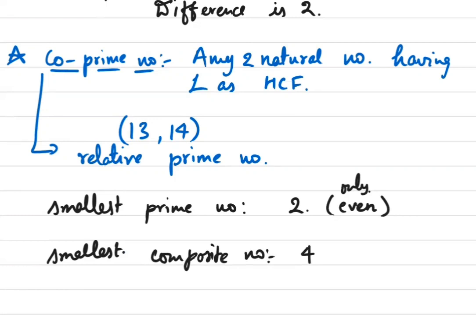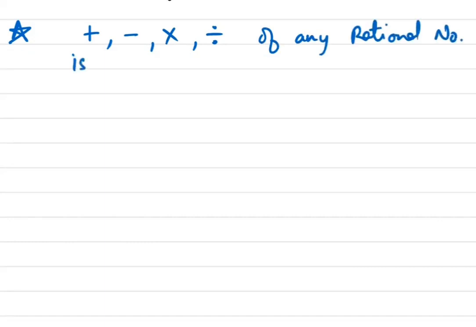So we have discussed numbers. Now let's discuss the arithmetic of rational and irrational numbers. The sum, difference, product, and quotient of any rational numbers is always a rational number. All right, this is very, very important.